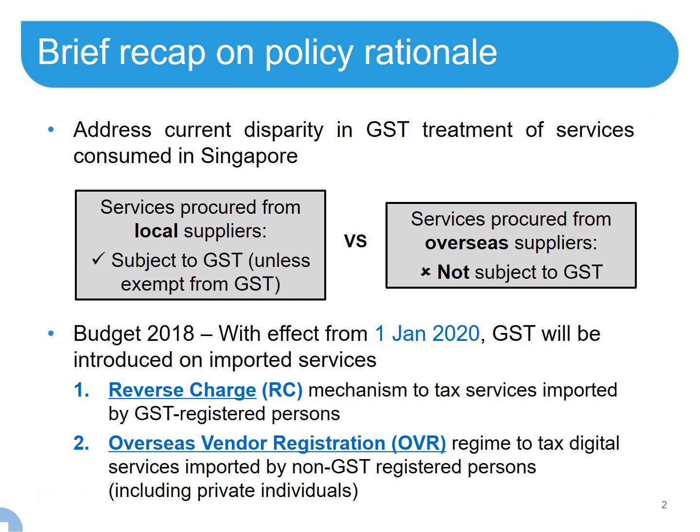A reverse charge mechanism will apply to tax cross-border business-to-business or B2B services, meaning services imported by GST-registered businesses. However, reverse charge will not work for cross-border services imported by non-GST registered entities such as the individual consumers in Singapore. Hence, an overseas vendor registration regime will be implemented where the overseas supplier is required to register for GST and charge GST on cross-border business-to-consumer or B2C digital services supplied to Singapore. Throughout this seminar, the term OVR regime will be used to refer to the Overseas Vendor Registration Regime.